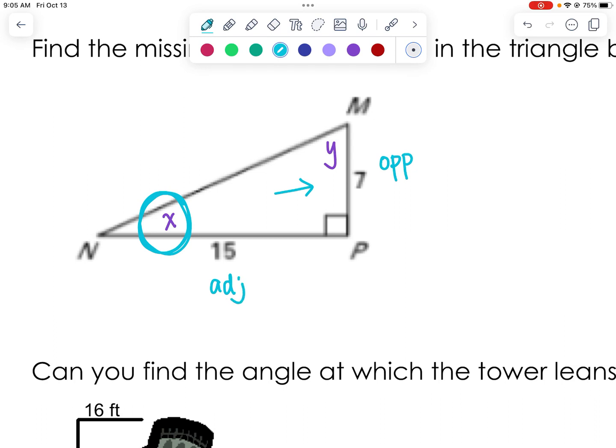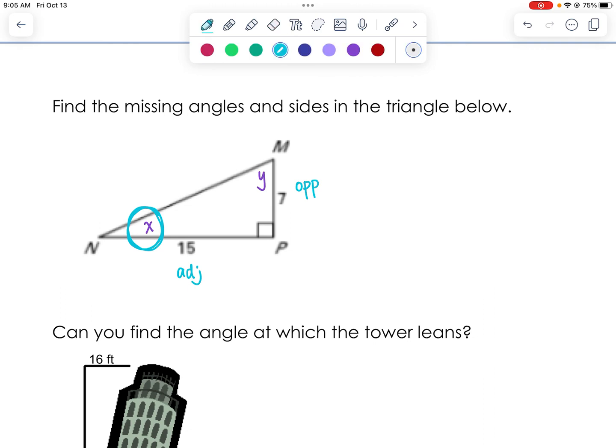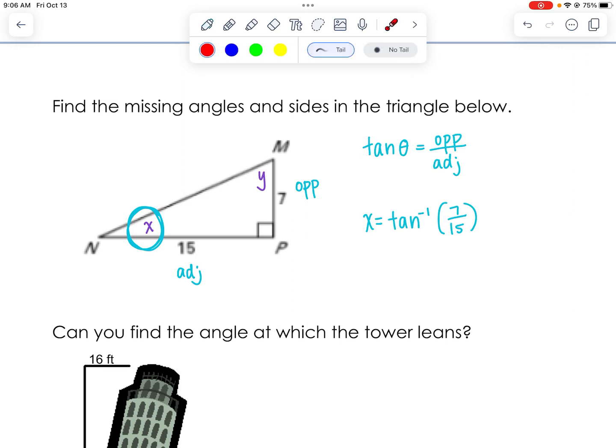So if you remember from SOHCAHTOA, sine, cosine, tangent, tangent of theta is opposite over adjacent. And I don't know what theta is, so that's why I'm going to do tangent inverse to find X. Opposite would be 7 over 15. Now, I could type this whole thing into the calculator if it's in degree mode. I can do that. Or remember that we can use our chart by just converting that to a decimal.